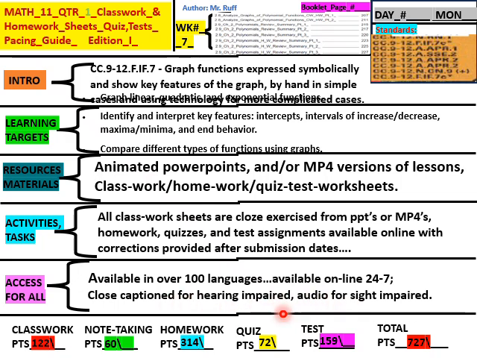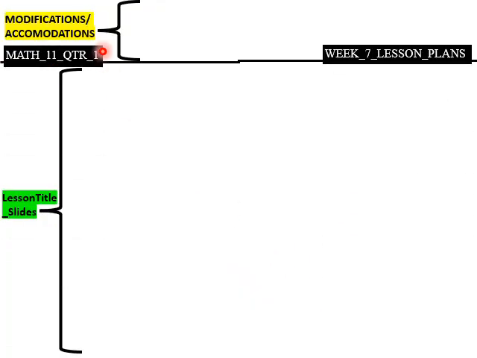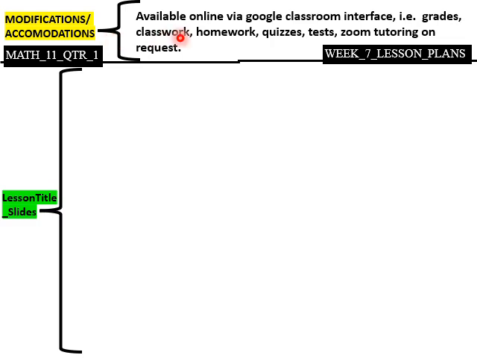And then our classwork for Week 7 is 122 points, note-taking 60 points, homework is 314 points, quiz is 72 points, test points are 159 points, and then the total for Week 7 is 727 points. Let's go right into Week 7 accommodations and modifications, available online via Google Classroom interface, that is grades, classwork, homework, quizzes, tests, Zoom tutoring on request.